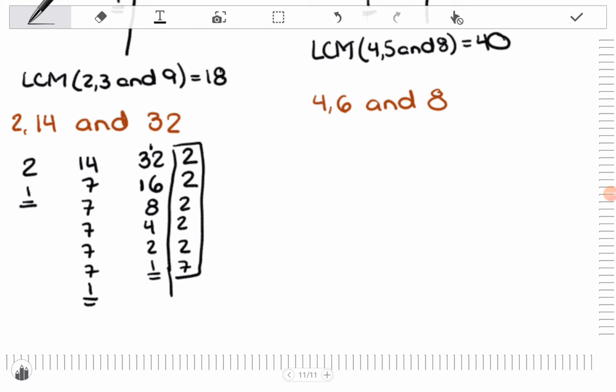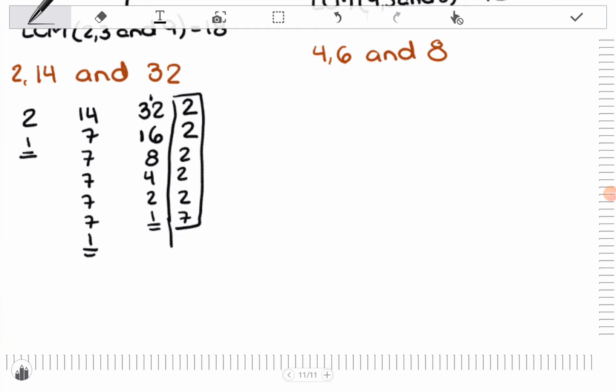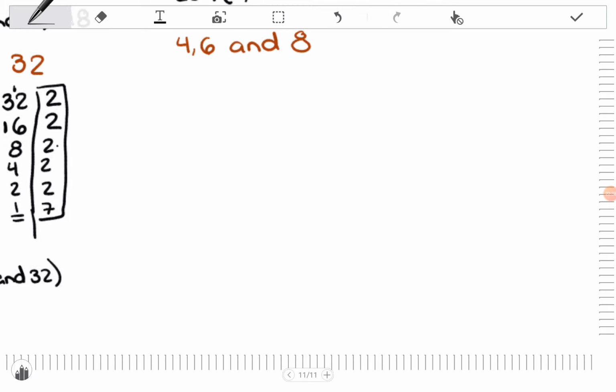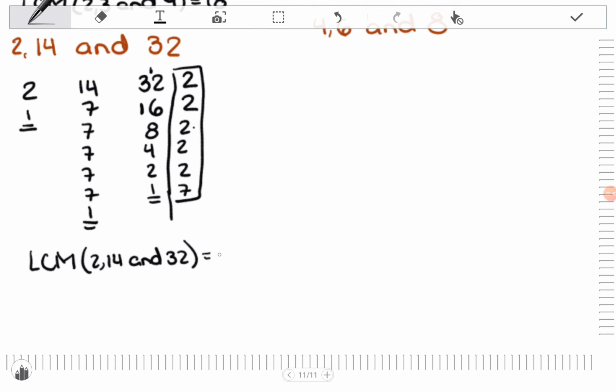Trust me, do it from the bottom to the top. It's really, really easier. LCM of 2, 14, and 32. So let's do it. 7 times 2 is 14, times 2 is 28, times 2 is 56, 56 times 2 is 112, times 2, 224. Let me check if I did it okay, because I just did it mentally. I think it's okay, but I'm not 100% sure.